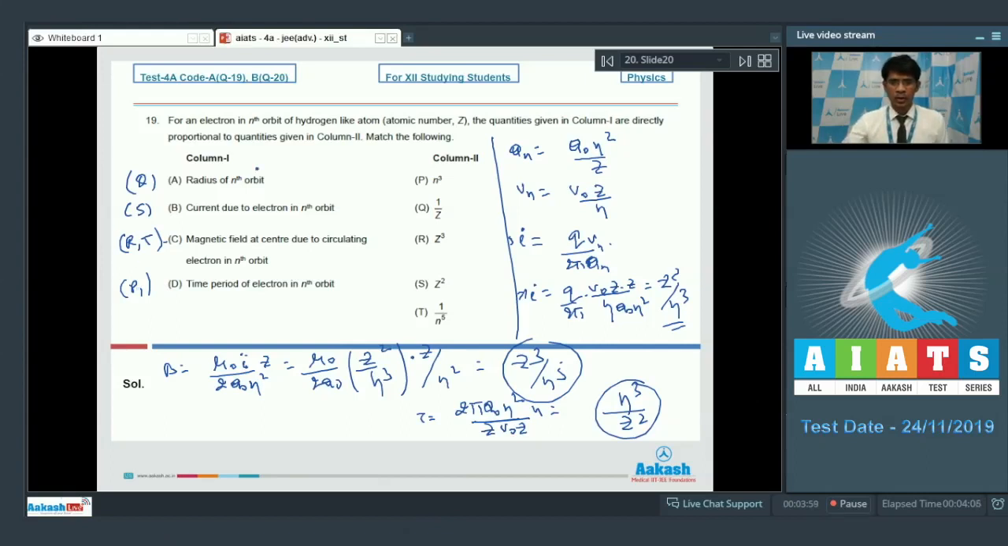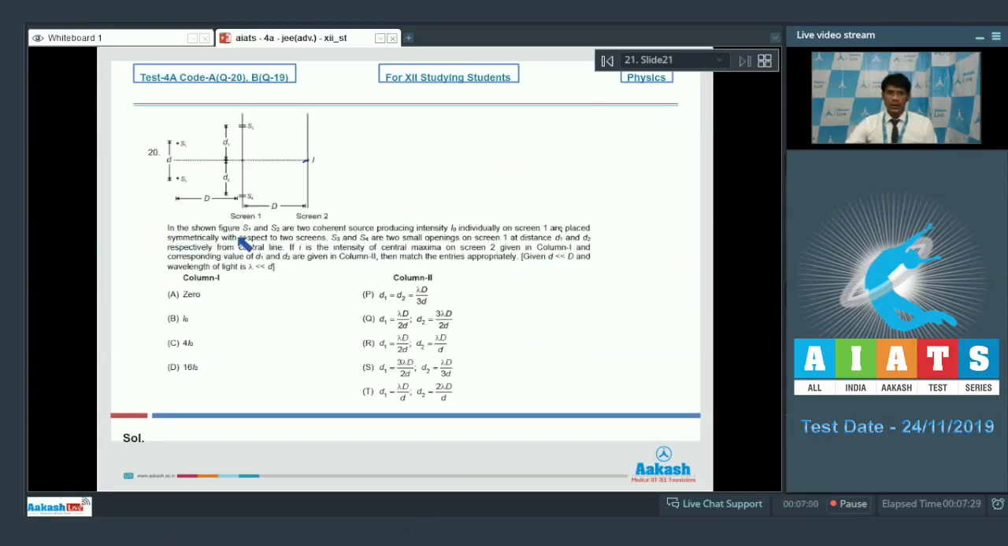Now we shall proceed to the last and final question, that is question number 20. Here in question number 20, in the shown figure, S1 and S2 are two coherent sources producing intensity I0 individually on screen 1, placed symmetrically with respect to two screens. S3 and S4 are two small openings on screen 1 at distance D1 and D2 respectively from central line. If I is the intensity of central maxima on screen 2 given in column 1 and corresponding values of D1 and D2 are given in column 2, then match the entries appropriately, given that small d is much less than capital D and wavelength lambda is much less than small d. That's the value given here.